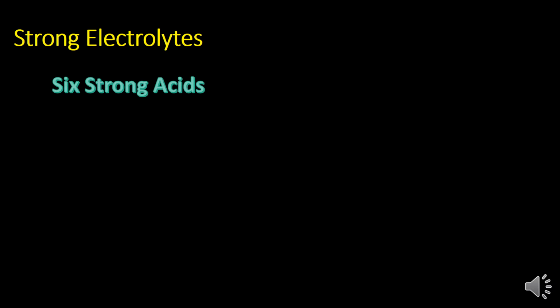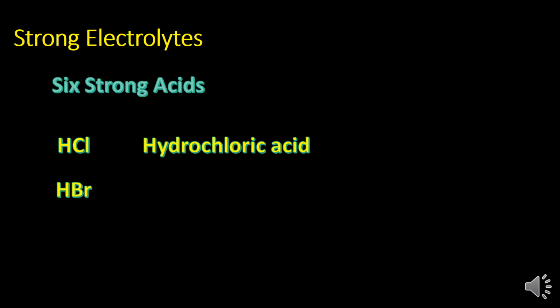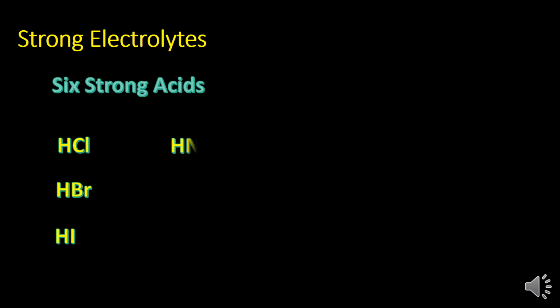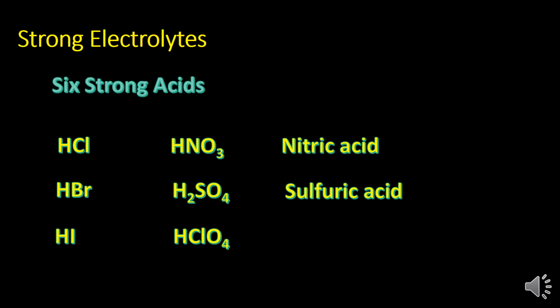Make sure you know the 6 strong acids. These have to be known. Essential chemistry grammar. So HCl, HBr, and HI, those are 3 of the strong acids. Hydrochloric acid, hydrobromic, and hydroiodic. And then don't forget nitric acid, sulfuric acid, and perchloric acid.